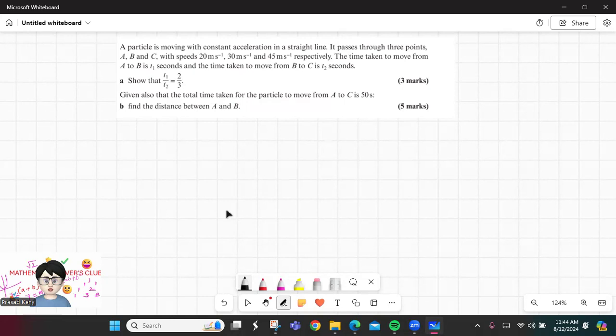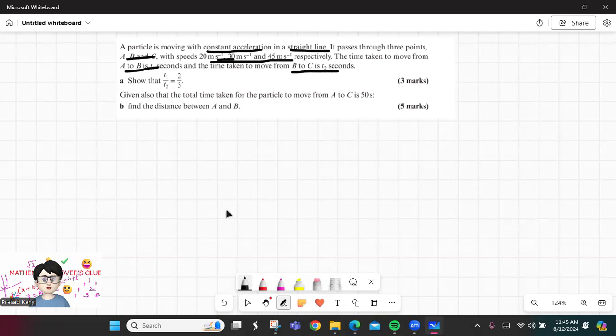So a particle is moving with constant acceleration in a straight line. It passes through 3 points A, B, and C with a speed of 20 meter per second, 30 meter per second, and 45 meter per second respectively. The time taken to move from A to B is t1 seconds, and the time taken to move from B to C is t2 seconds.